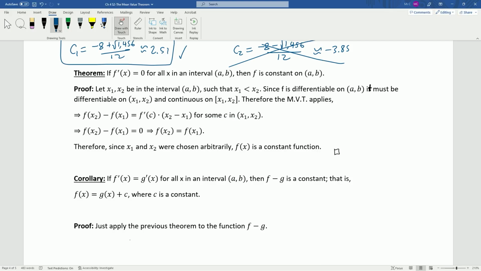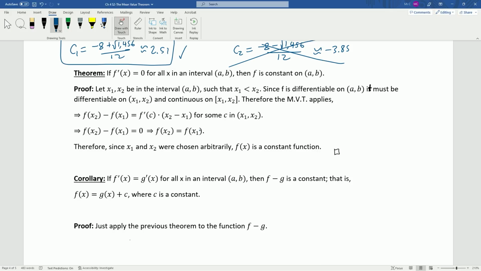And if f prime of c is 0, that means f of x2 minus f of x1 is 0. So f of x2 equals f of x1, which is the definition of a constant function. Of course, this should make sense. We know that if f is a constant function, then its derivative is 0. So we're just proving the opposite here, which is to say that the only functions whose derivatives are always 0 are the constant functions.